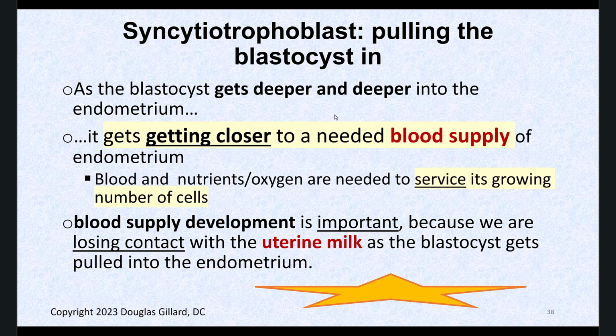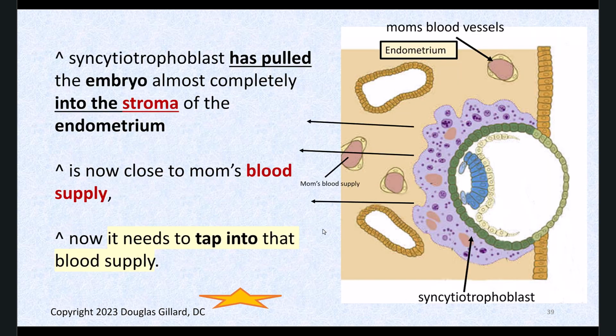Yep, we said this. So as the blastocyst gets deeper and deeper, closer and closer, it needs a blood supply. And yep, we talked about that. It's leaving the uterine milk, and so it's going to tap into these spiral arteries right here. And we'll be talking a lot about that. But that's one thing on its mind: how am I going to keep the little human alive? And there's the little bilaminar disc right there. AVE cells are not drawn in there.